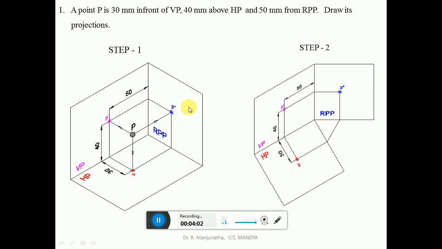So first we have to consider the condition of the observer. If the observer is looking from the front view, the point is between the plane and the observer. When the observer is from the top view, again the point is between the plane and the observer. When you look from the left side view, the point is between the plane and the observer. And when you look from the right side view, the plane is between the point and the observer.